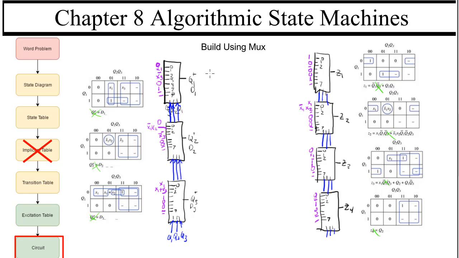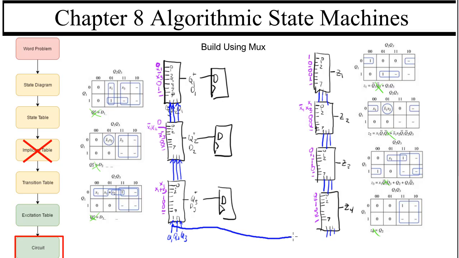So now we just draw our 3 flip-flops. So we have our D input and our clock. And then we hook up our Q1 lines. I'm going to go all the way down to here. And then Q2, go to right there. And then Q3 is going to go to right here. And then this is Q1.